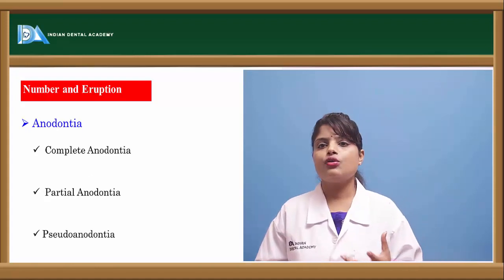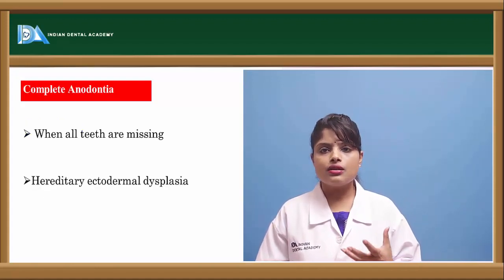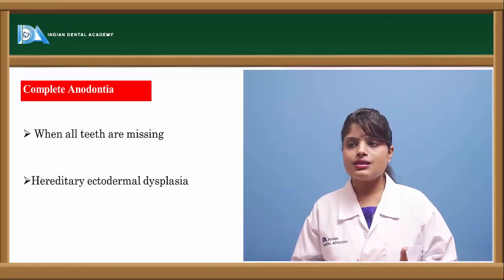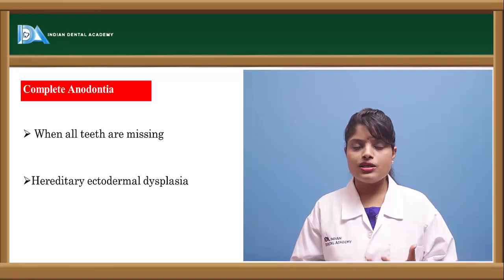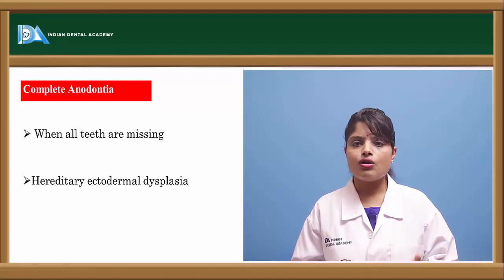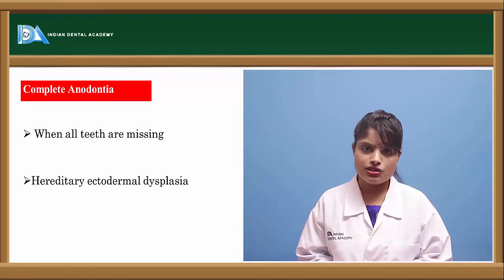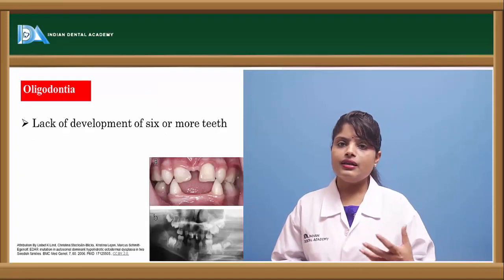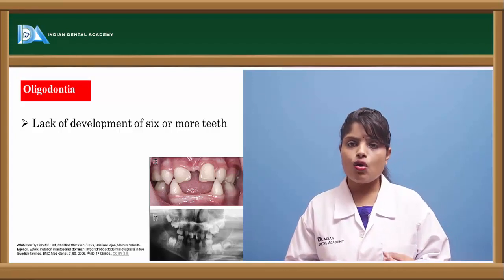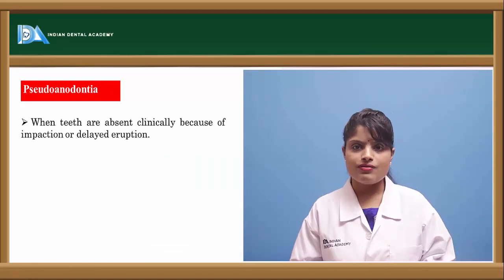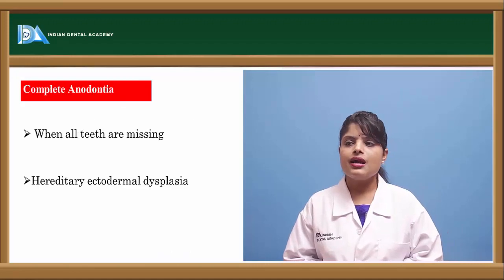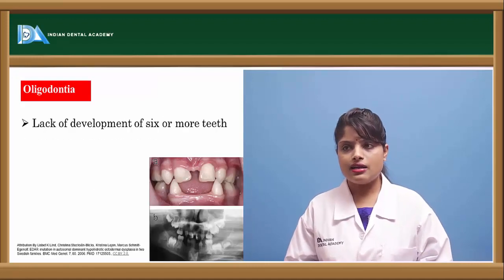What is complete anodontia? Complete anodontia is the loss of entire teeth. It is generally found in certain syndromes like ectodermal dysplasia, in which there is the loss of teeth, and there can also be loss of hair and other additional features. Then leading to oligodontia. Oligodontia is generally when six or more teeth are missing, or very few teeth are present in the oral cavity. This is also present in the ectodermal dysplasia type of syndrome.